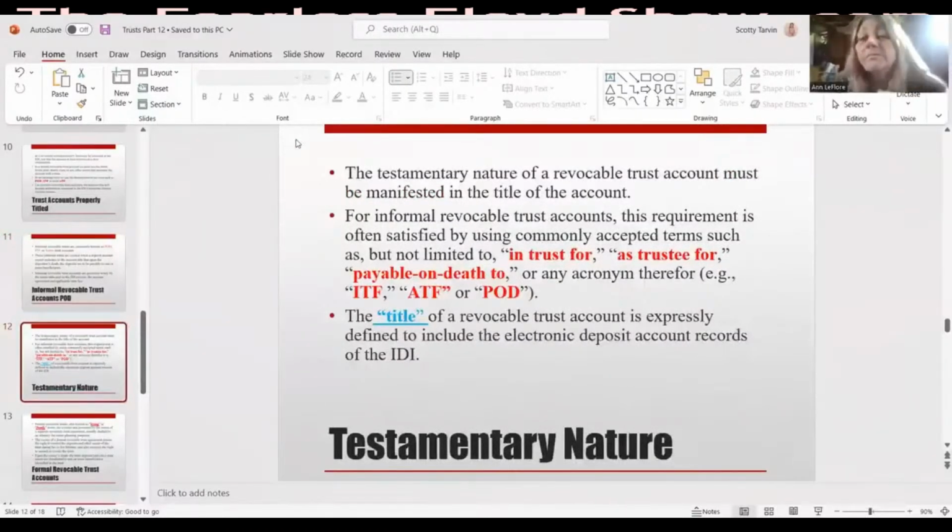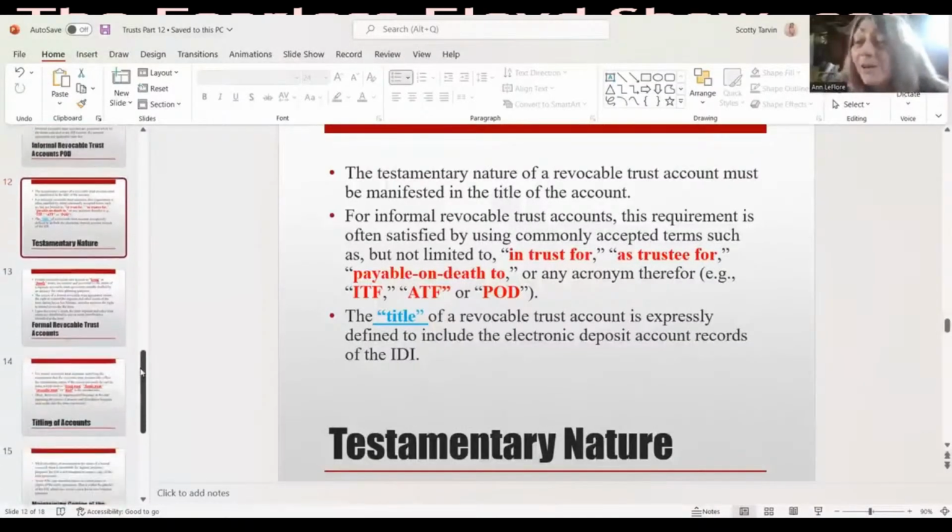Testamentary nature. The testamentary nature of a revocable trust account must be manifested in the title of the account. For informal revocable trust accounts, this requirement is often satisfied by using commonly accepted terms such as, but not limited to, in trust for, or as trust for, or payable on death to, or any acronym thereof. Example given, ITF or ATF or POD. The title of a revocable trust account is expressly defined to include the electronic deposit account records of the IDI.